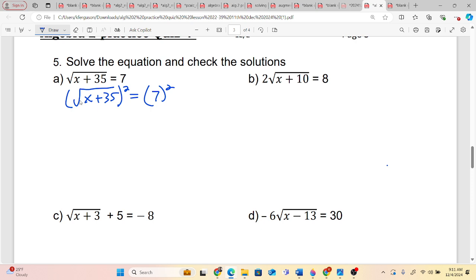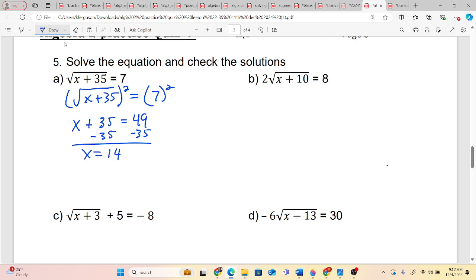Now, on the left, the square root and the square cancel each other out, so I'm just left with x plus 35. Now, on the right side, I got 7 to the second power. That's 49. So now I just have an equation, so I solve it. So I subtract 35 from both sides, and I have x equals 14.